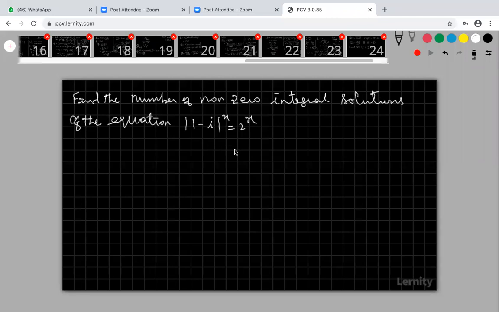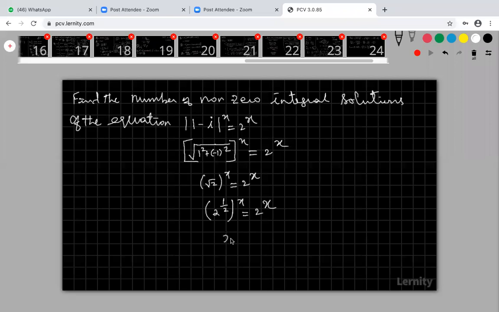Right. So how to solve this? Take the modulus. The modulus is root of real part square plus imaginary part square. My imaginary part is minus 1, real part is plus 1, the whole power x. That is given as 2 power x. So here this is nothing but root 2 power x equal to 2 power x. Root 2 means 2 power 1 by 2, power x. This is 2 power x.